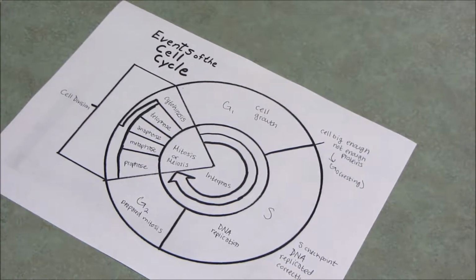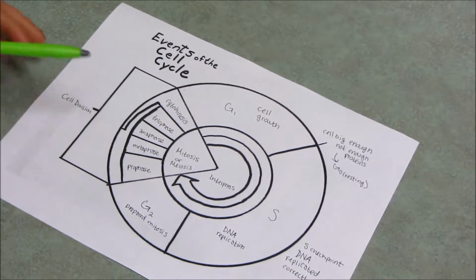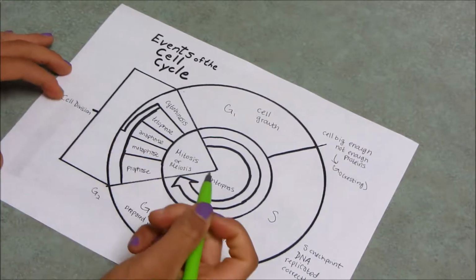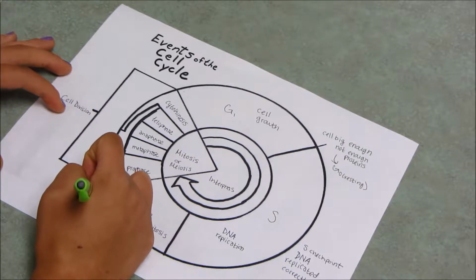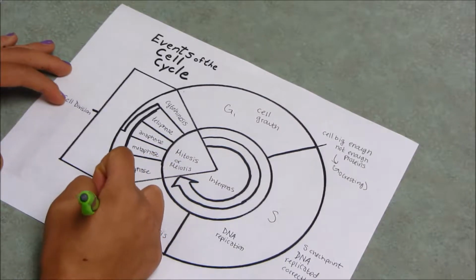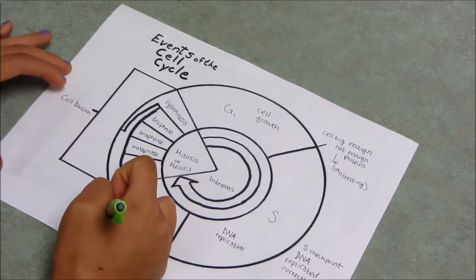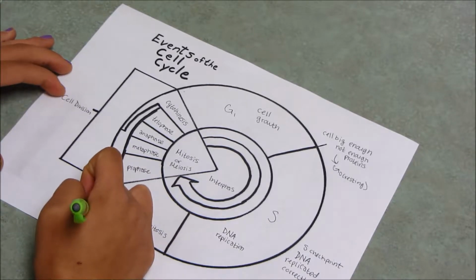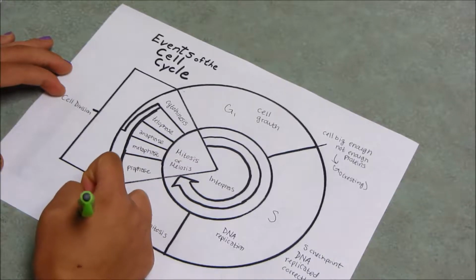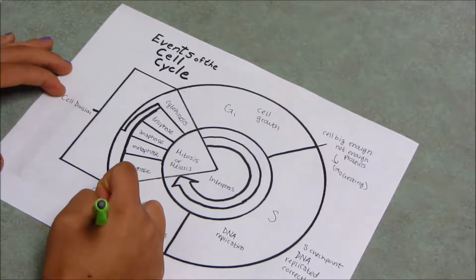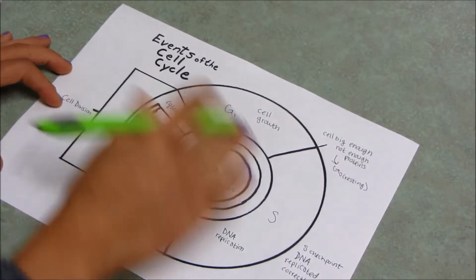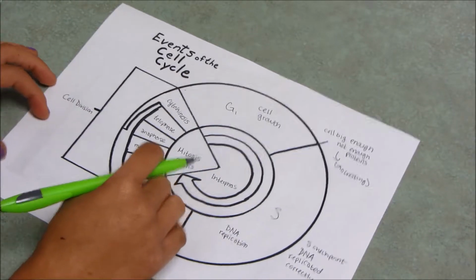For G2, before it goes into mitosis, there's another checkpoint. So there's a G2 checkpoint. And that's just to see if the cell's big enough and it has enough DNA to actually split into several other cells. So cell size again, and DNA replication. After the interphase is over, it moves into cell division.